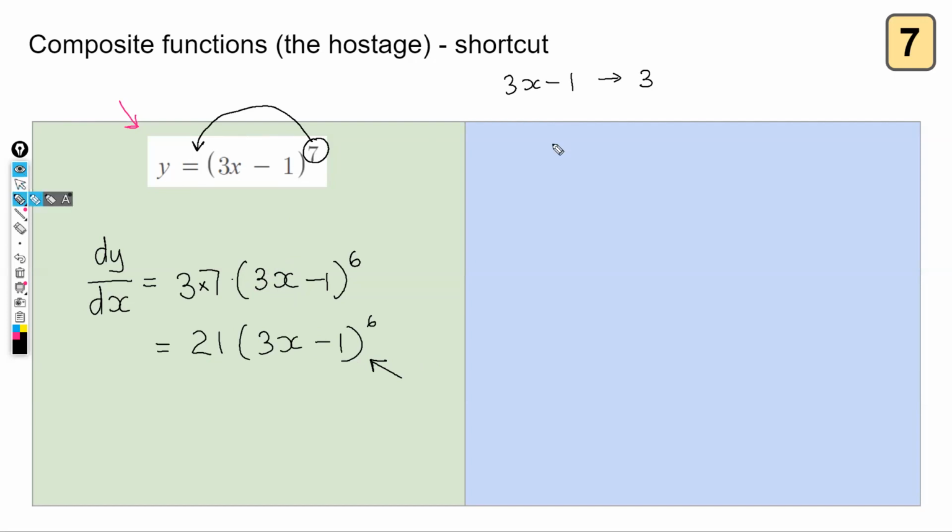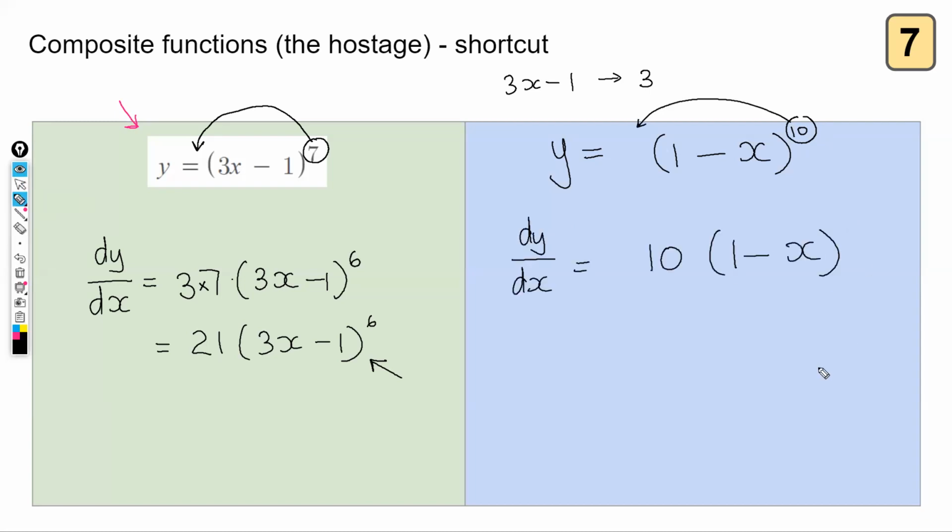Try this one here using the shortcut method, right? y is equal to (1 minus x) to the power 10. Try that one using the shortcut method. Remember, in the shortcut method, we throw the power in front. So I think the majority of people are getting that correct. The 10 goes in front, you write back this expression, you minus 1 from the power.